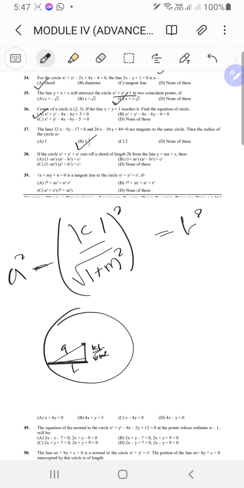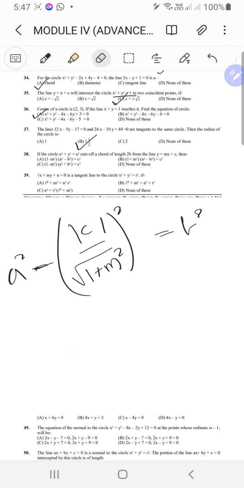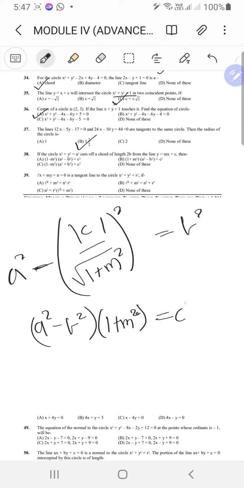So now what do we need to find? Then okay, so just find the equation, that's it, right? So this is going to be a squared minus b squared into 1 plus m squared equal to c squared. Let's see if that's in the options. So 1 plus m squared is, yeah, that is.